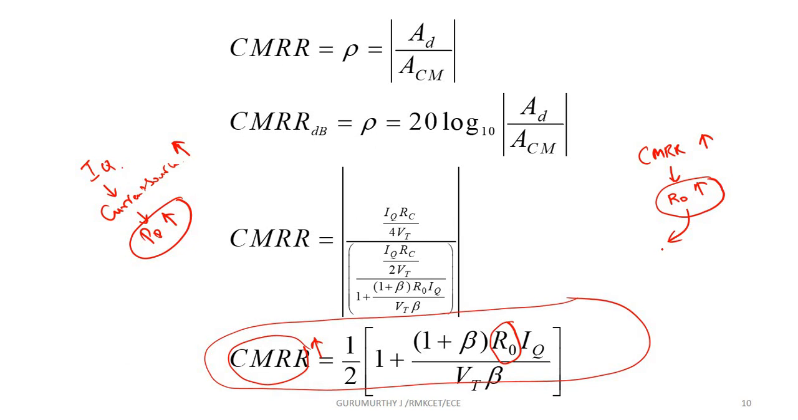There is a famous structure called the cascode structure, which has a higher R naught value, output resistance value. By this you can achieve a good CMRR value. So the question may be like how to improve CMRR. The answer is you will have to improve or increase the value of R naught to get a good CMRR value. And thank you.